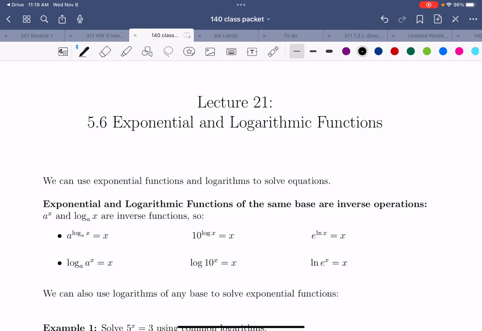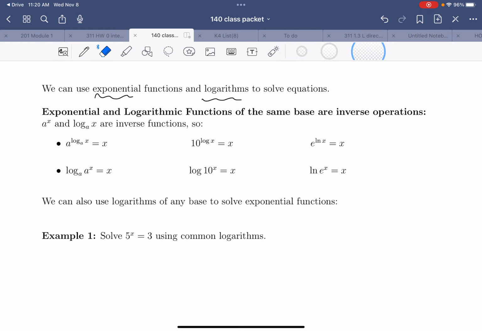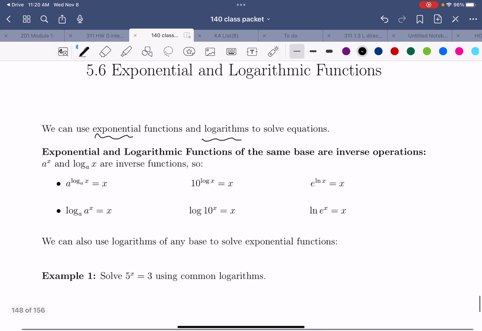Hi all, this is lecture 21 on 5.6 exponential and logarithm functions. So we are going to combine our use of exponential and logarithmic functions together to solve equations, okay? So the key thing we need to remember here is that exponential and logarithmic functions are inverse operations, okay?